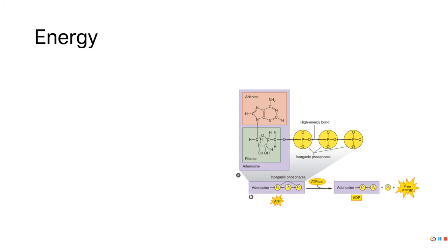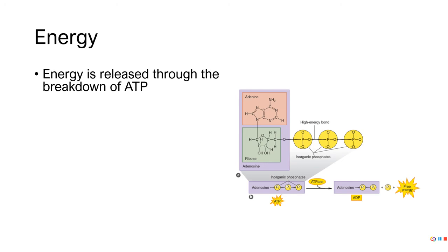So we need to produce and release energy in order for our body to complete its normal function. Energy is released when ATP is broken down into ADP. This happens when a chemical bond is broken, which releases stored energy. Some of this released energy is able to be harnessed in order for our body to be able to function.